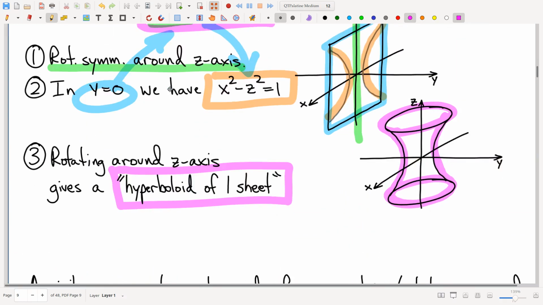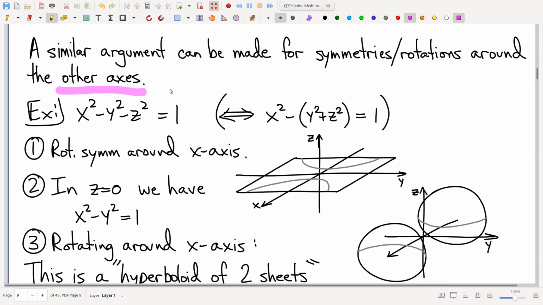The punchline is that if any pair of variables appears only in the special form, and you'll notice that's what we have here, now here it's y and z that appear only in the special form, then you have a rotational symmetry around the axis of the other variable. So y and z in the special form, the rotational symmetry is around the x-axis. Now, I think that's pretty believable, but again, make sure to think through that argument.